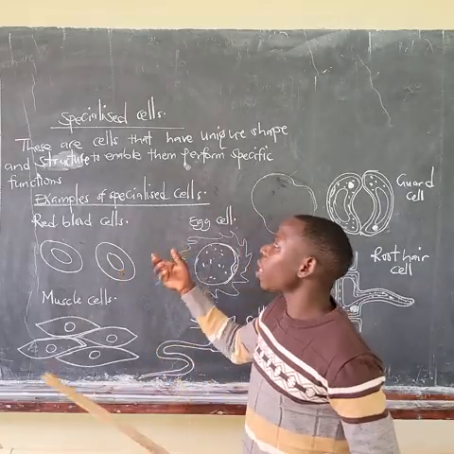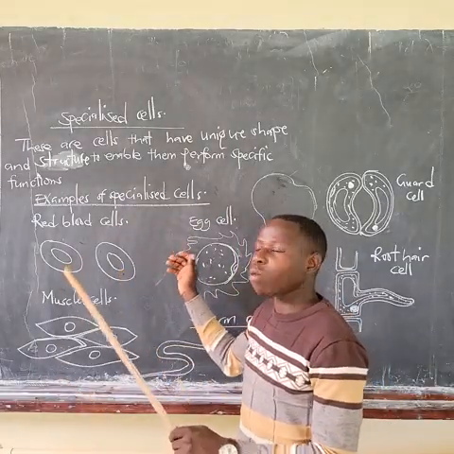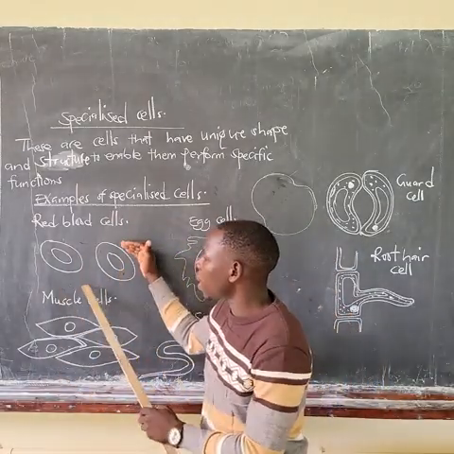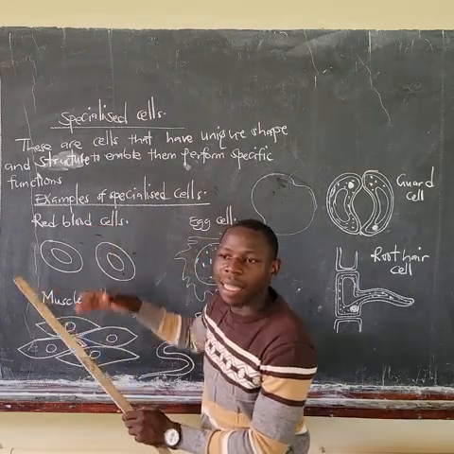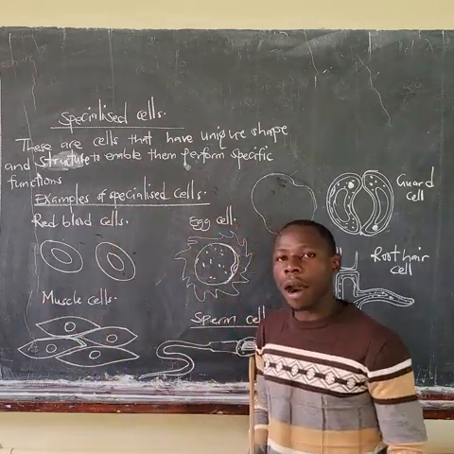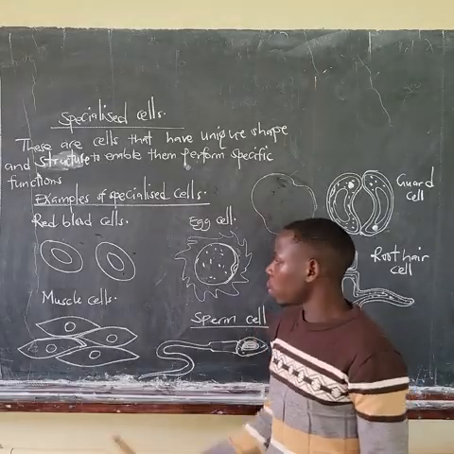So the reason the red blood cell looks like this, or adopts this shape and structure, is because of the functions it carries out.